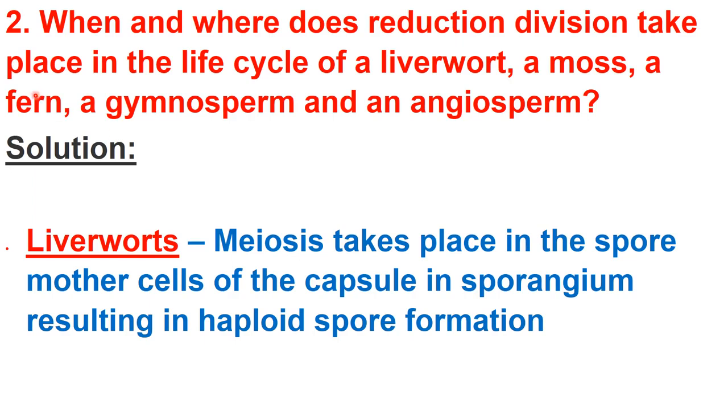Question number 2 of NCERT is, when and where does reduction division take place in the life cycle of a liverwort, a moss, a fern, a gymnosperm and an angiosperm? So you need to tell about the reductional division in the life cycle of these plants. In liverworts, meiosis takes place in the spore mother cells of the capsule in the sporangium, resulting in haploid spore formation. So in liverworts, the capsule is formed in the sporophyte, with foot, seta and capsule. Inside the capsule, meiosis division occurs and that results in the formation of haploid spores.